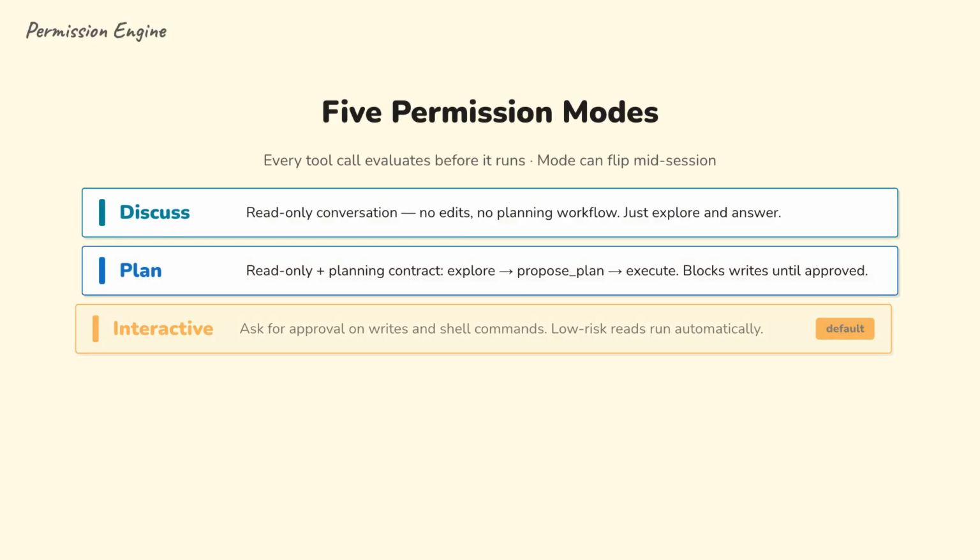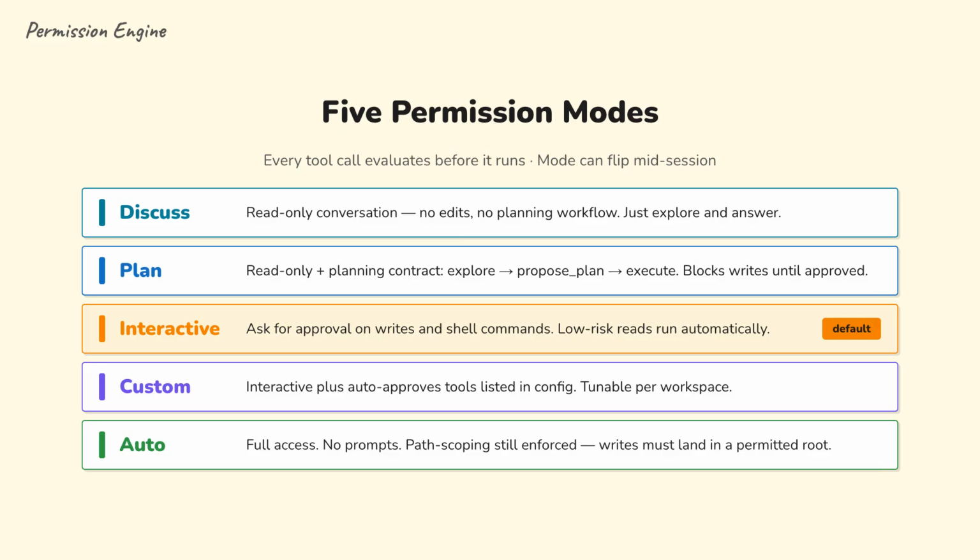Every tool call passes through the permission engine before it runs. There are 5 modes. Discuss for read-only conversation. Plan for read-only exploration with a proposal workflow. Interactive, which asks for approval on writes and shell. Custom, which auto-approves configured tools. And auto, which grants full access. The mode can flip mid-session when a plan is approved.